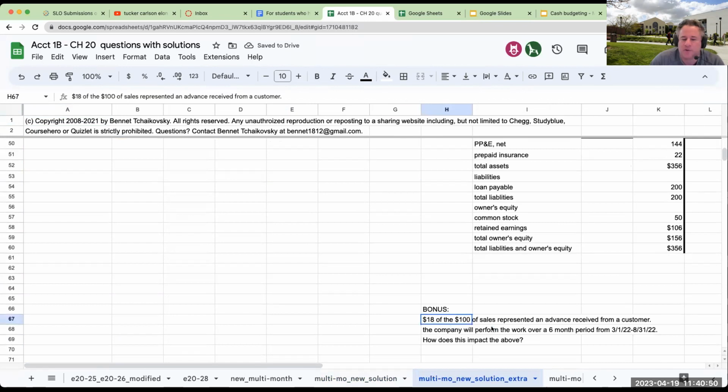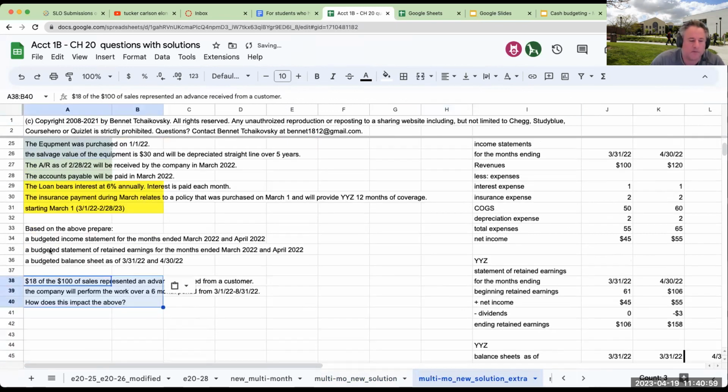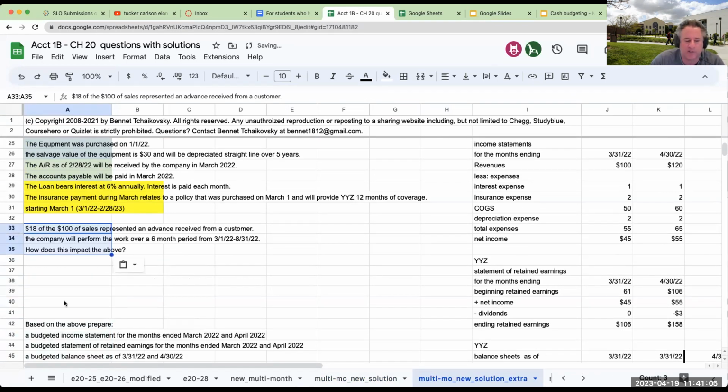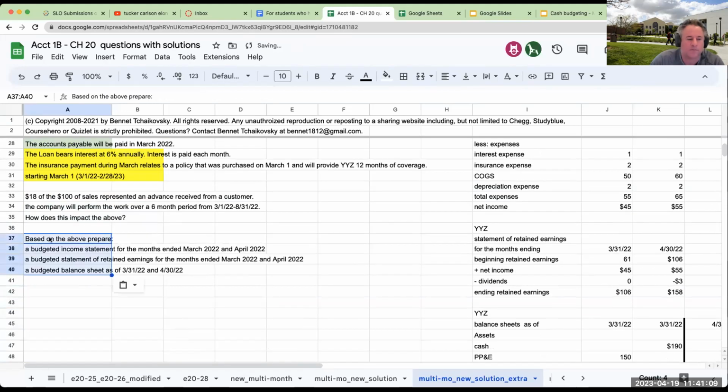So let's take this right up here, and let's put this up here. We're basically going to add this to the existing question and just go through and talk about how things change.